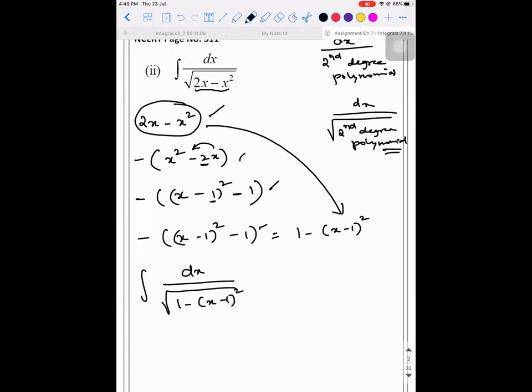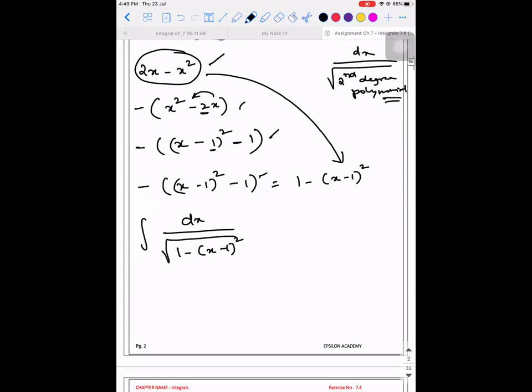Are you able to understand? Yes. Right. Now this is in which form? This is in the a square minus x square form, a square minus b square. Just give me a minute.